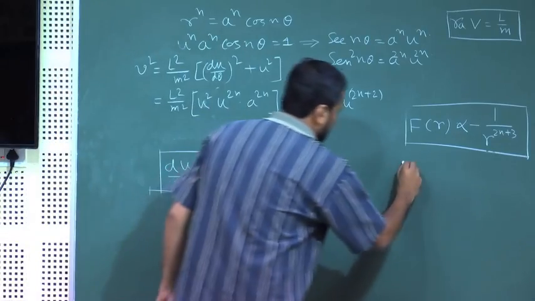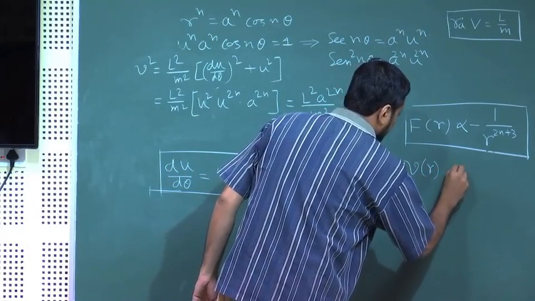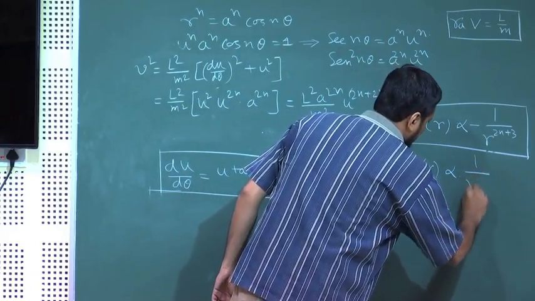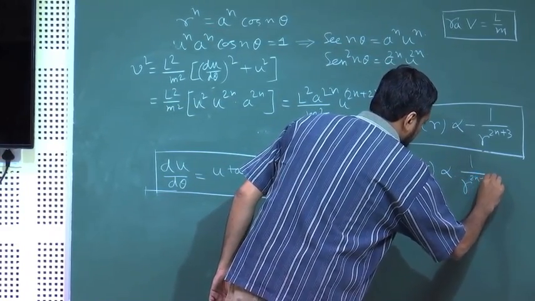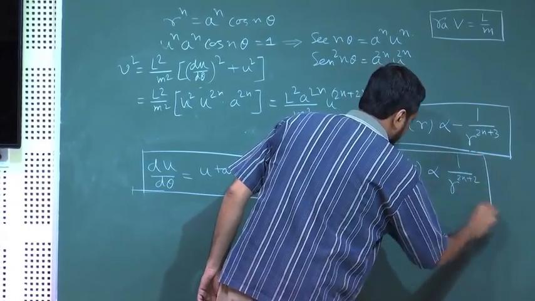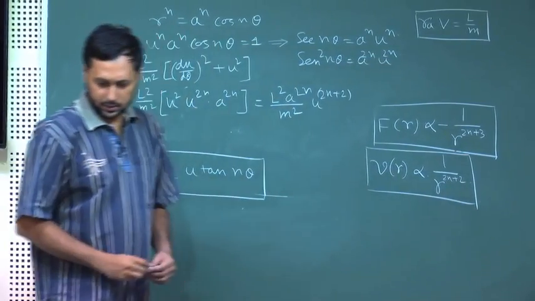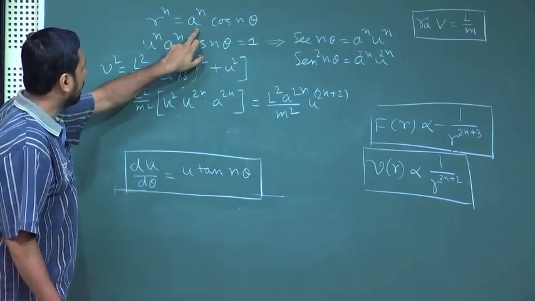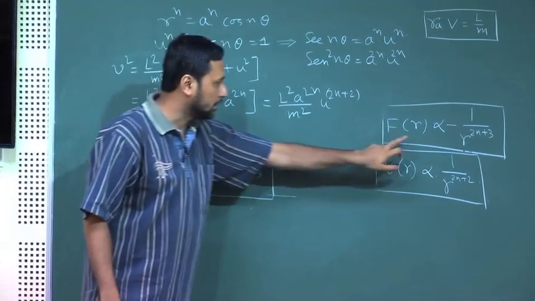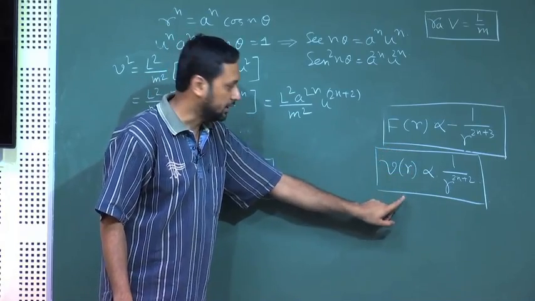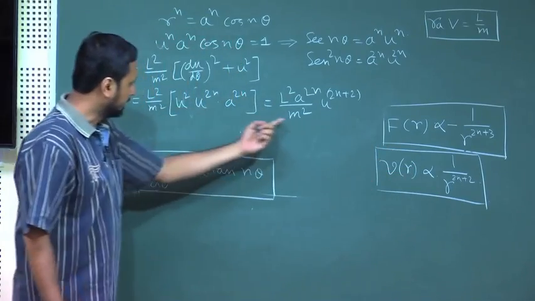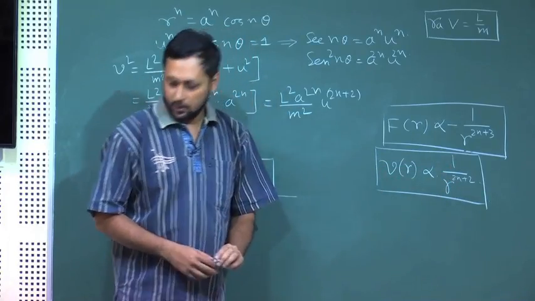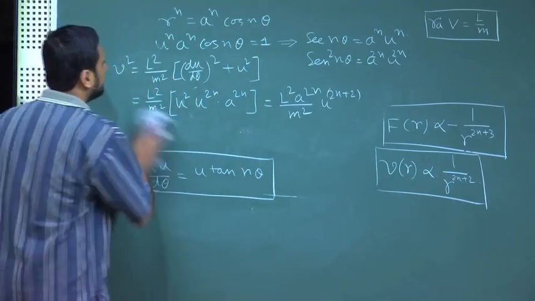So, velocity as a function of r is proportional to 1 by r to the power 2n plus 2, right. Okay. So, this is the answer. If we start with this orbit, we see that the force law is given by this, and the velocity at any point of the orbit is given by this particular expression, which is proportional to 1 by r to the power 2n plus 2. So, this solves our problem here.